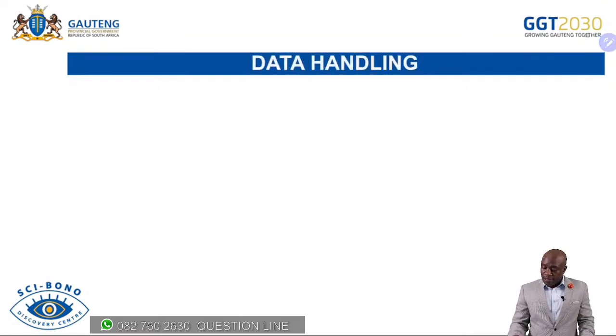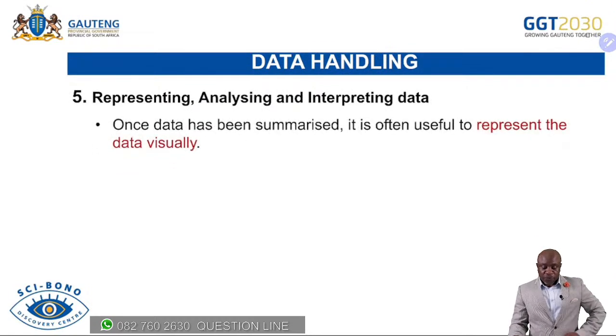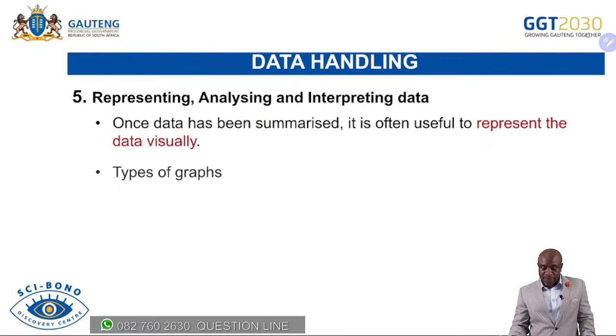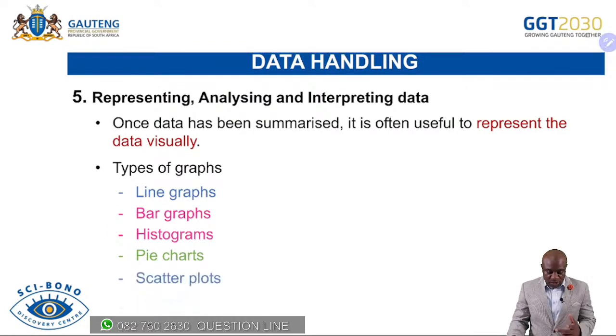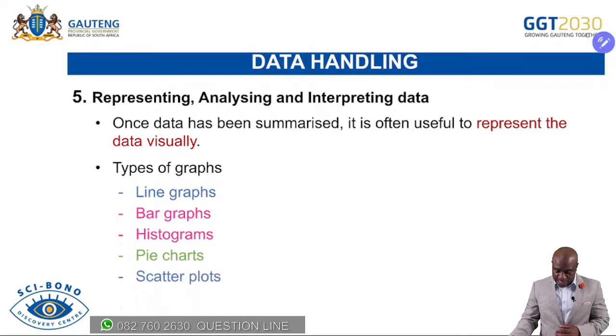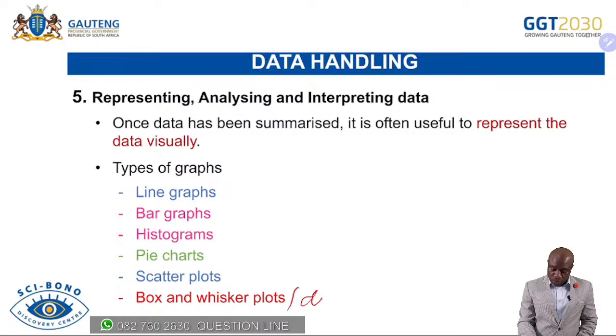So here are some questions that you have to ask yourself, or things that you need to consider when you are looking at graphs. Like I've said, we represent our data visually. Now I've given you the types of graphs. I'll move very quickly there. Line graphs, bar graph, histograms, pie charts, scatter plots, and lastly, box and whisker plots. They're called plots or diagrams. Someone will want to call it a diagram. Same thing.